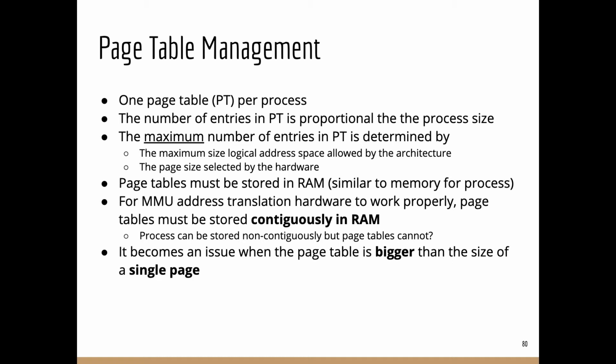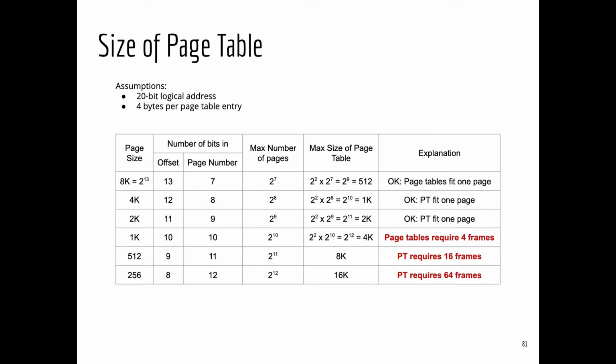Page tables must be stored in RAM, and they have to be stored contiguously. It will be an issue when the page table is much bigger than the size of a single page, because that means the page table may not be contiguous. At this point, you should view page tables like a data structure used by the operating system to store relevant information about the pages owned by a process.